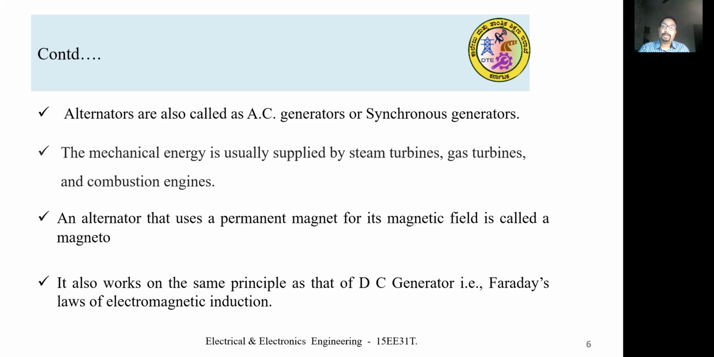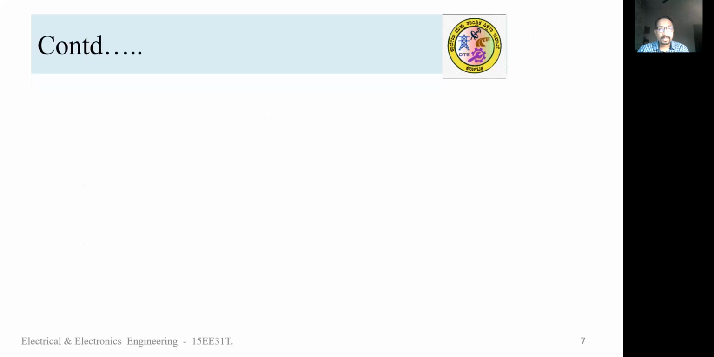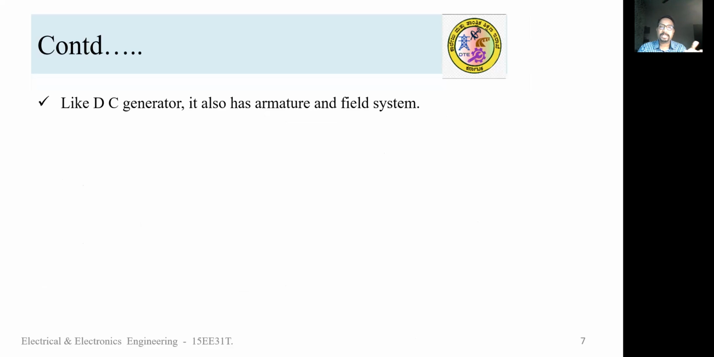But both alternators and DC generators work on the same principle. Then what is the difference? The difference will be seen in the next slides. The next point is that, like a DC generator, an alternator must also have an armature and a field system. Like a DC generator, the armature should consist of conductors and a magnetic system, because both work on Faraday's laws of electromagnetic induction. Hence there must be a conductor in both cases, and there must be a magnetic field in both cases.